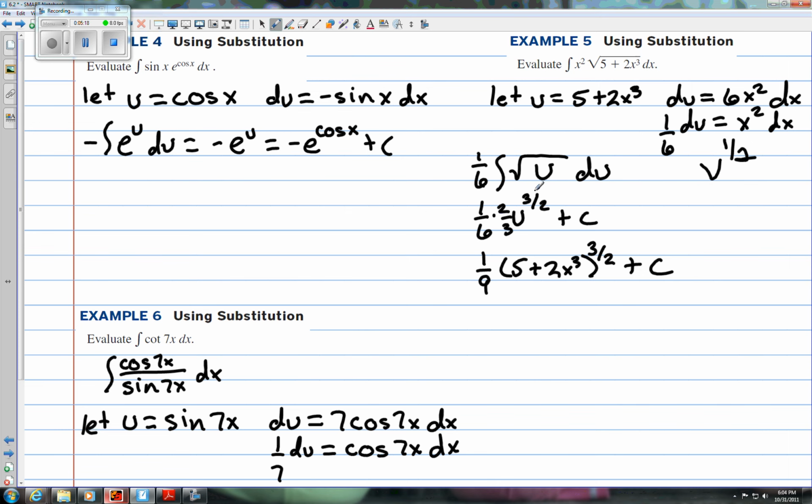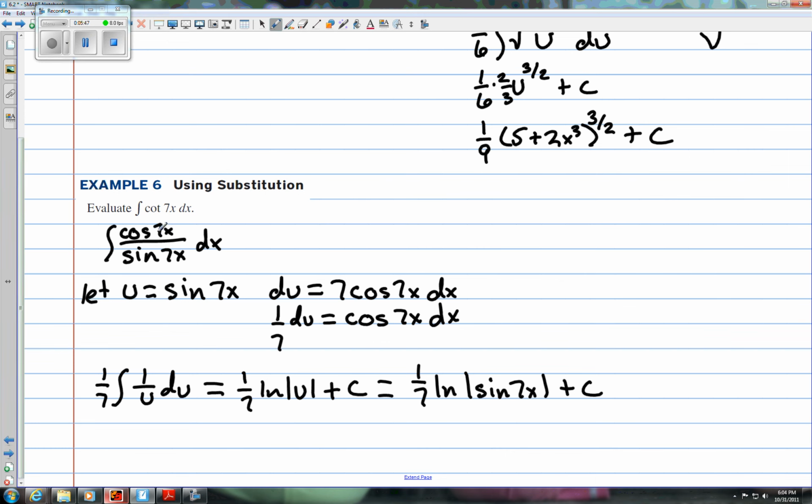And when we do the power rule, the 2/3 and 3/2 would cancel, leaving a 1 out front. And then plus c. 1/6 times 2/3 is 1/9, and then we didn't start with u, so we aren't able to end with u, so making the replacement back in for u is 5 plus 2x to the third to the 3/2 plus c, and there's our final answer. That's the antiderivative of the original function.